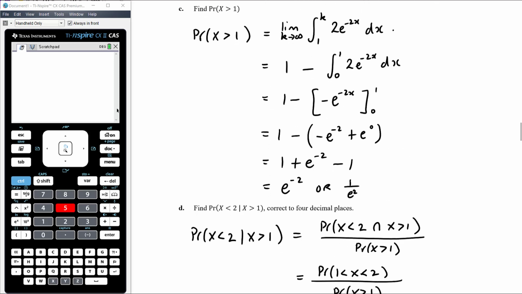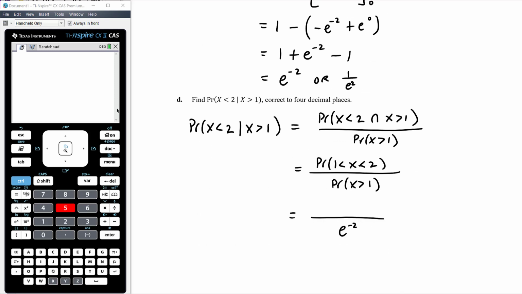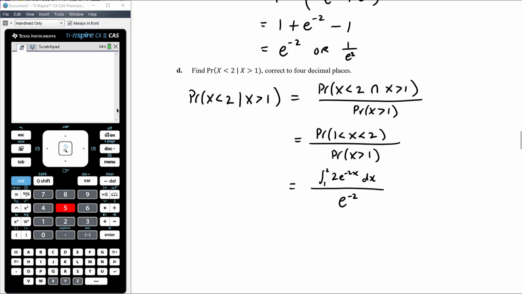Okay, we've already worked out x is bigger than 1 in the previous question. Okay, so it's going to be over e to the negative 2. So we just need to work out the probability that x is between 1 and 2. Okay, so that's going to be the integral from 1 to 2 of 2e to the negative 2x. Alright, so if we work that out, shift plus 1 to 2, of 2 times e, make sure you use the proper e to the negative 2x dx.